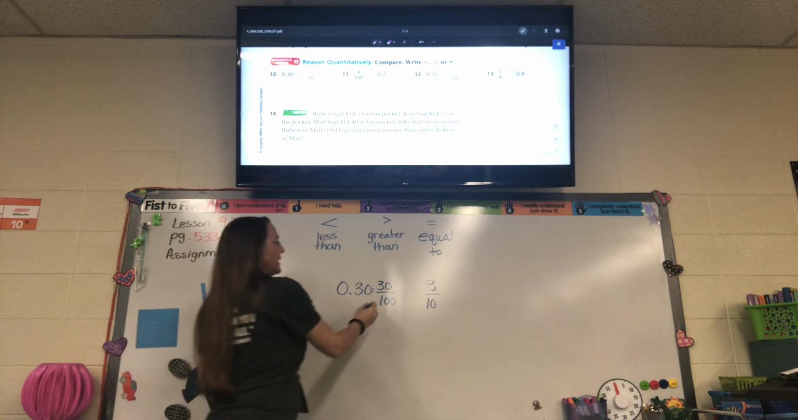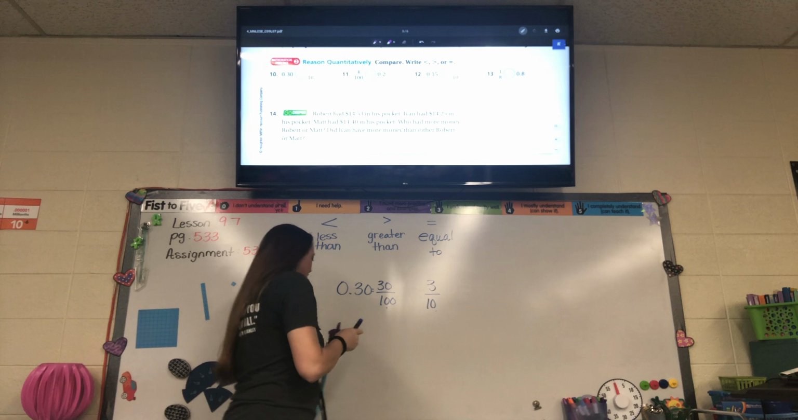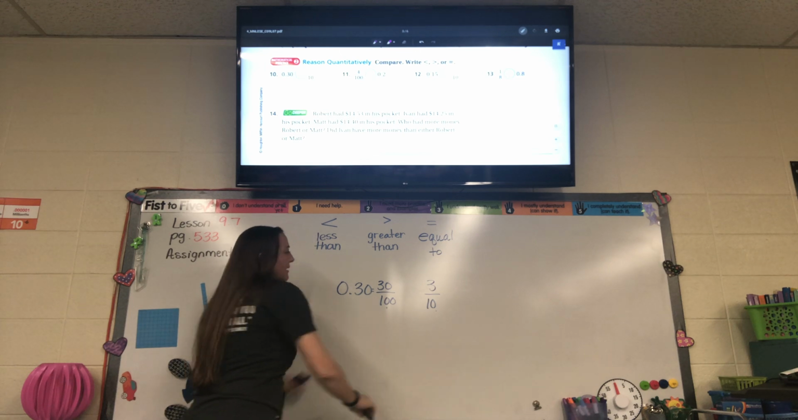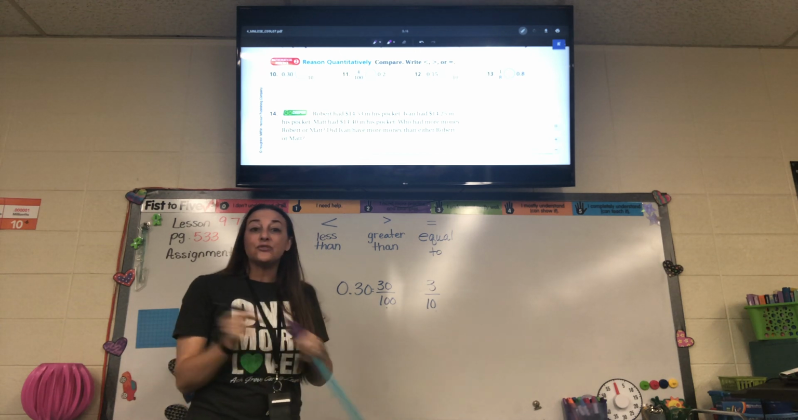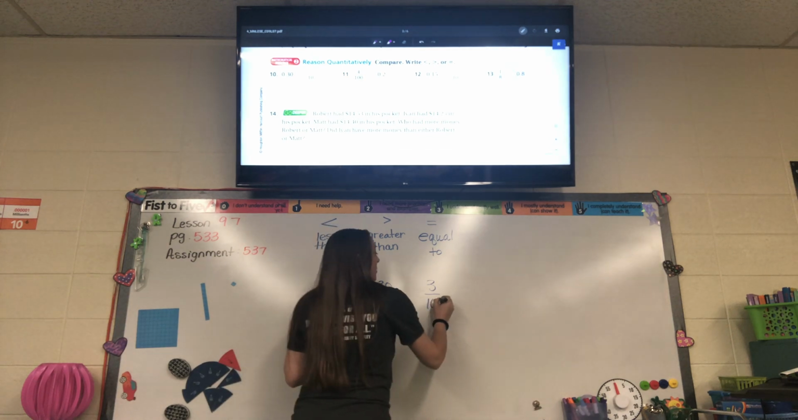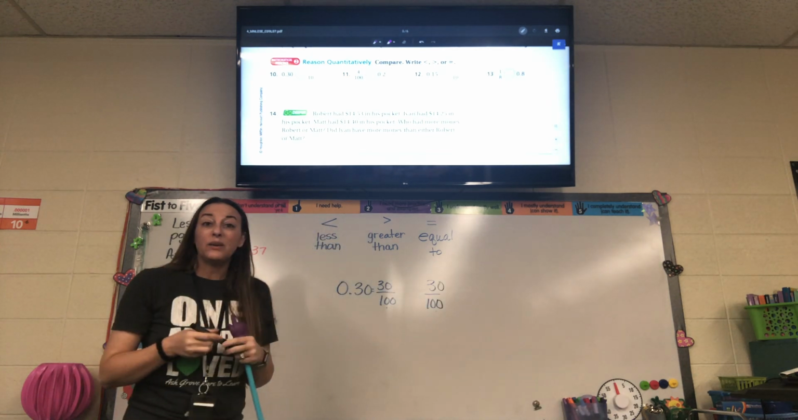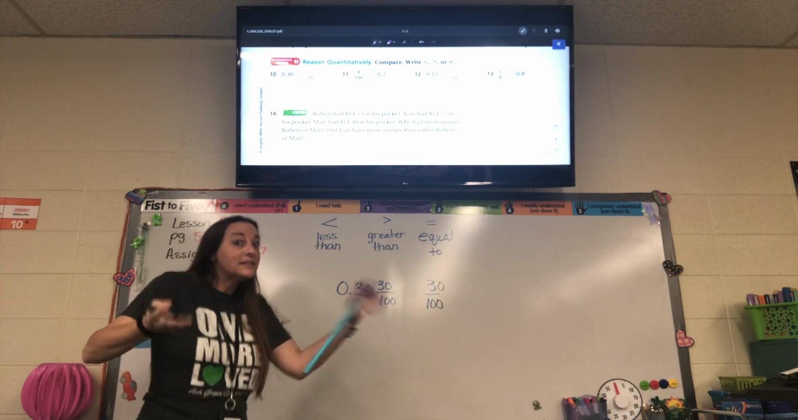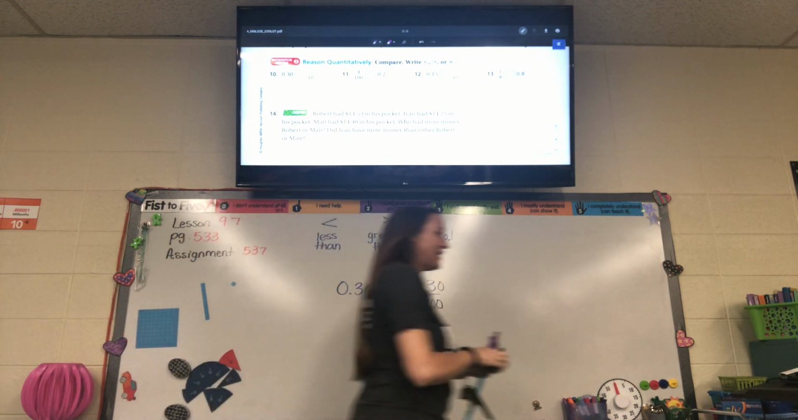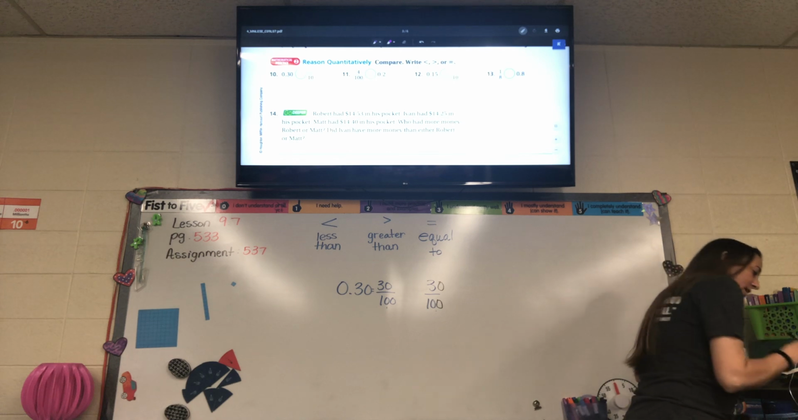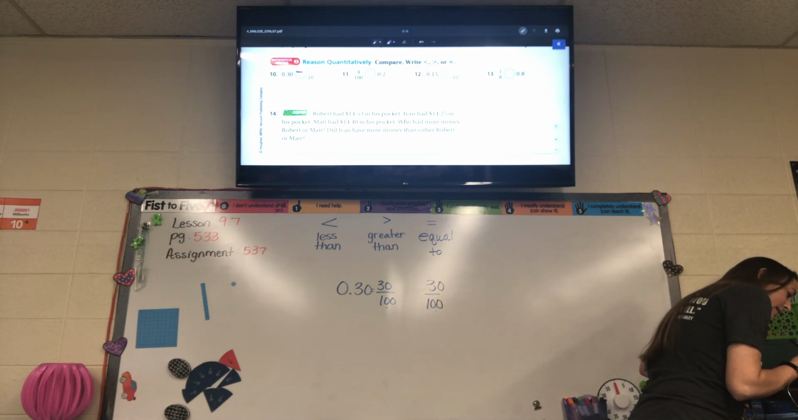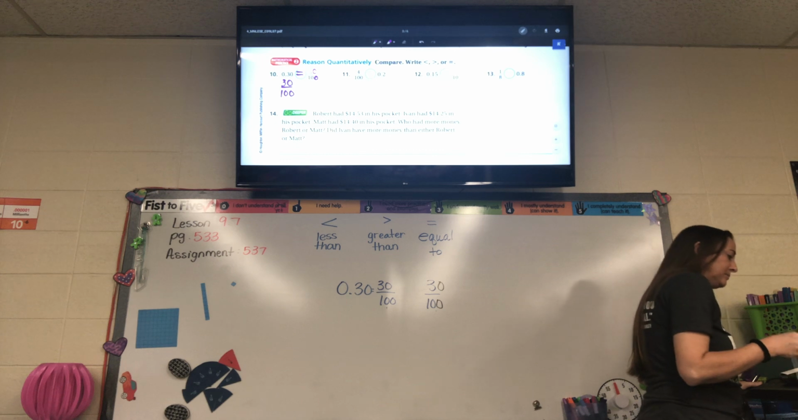Now, 30 hundredths or 3 tenths, which is bigger? Well, we can make tenths into hundredths by adding a 0 on bottom and the top. So what symbol we really need for that one is equal to. Okay, so our first equal to today. Because 30 hundredths is the same as 30 over 100 and 30 over 100.